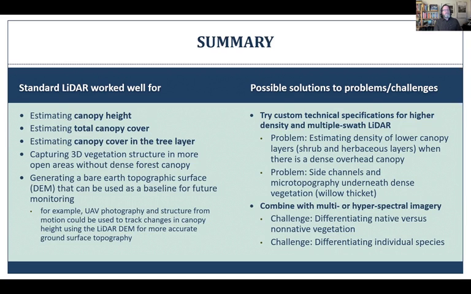And then on the right-hand side, we have a couple possible solutions to the problems or challenges we faced. As I mentioned, one is trying to develop custom technical specifications for higher density and maybe multiple swath and multiple angle LiDAR to solve some of those problem areas. And the other, which we're beginning to explore, is combining LiDAR with multi or hyperspectral imagery to see if we can start teasing out differentiating native versus non-native vegetation, or ideally, the holy grail would be to differentiate individual species.